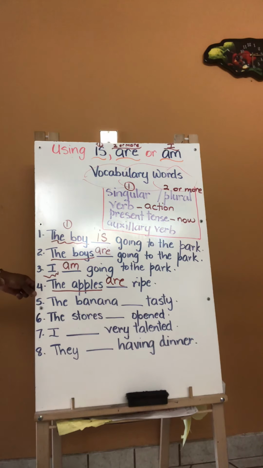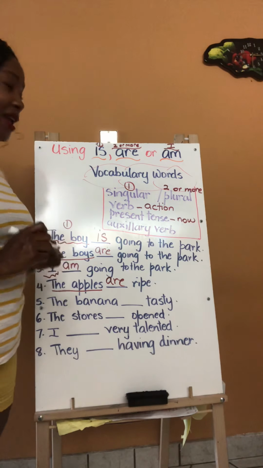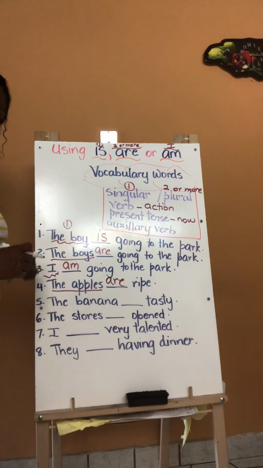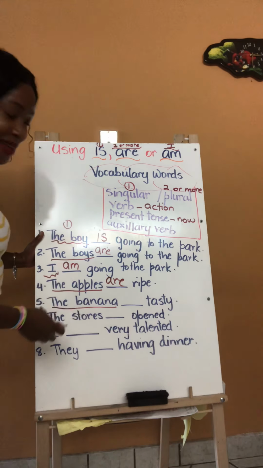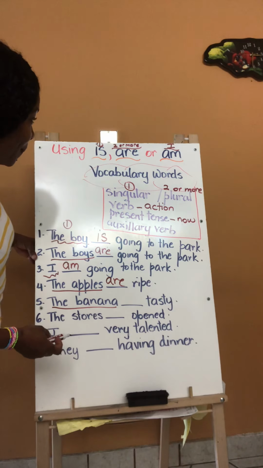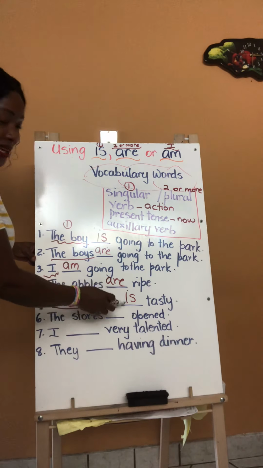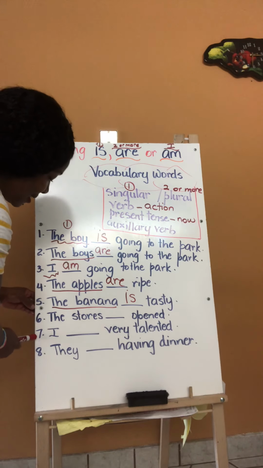Let's go to 5. The banana blank tasty. Go ahead. How many bananas? How many bananas are we thinking about, and which auxiliary verb are we going to use? I bet you said it's one banana, so it's singular. And which one did you use again? Is. The banana is tasty. Good job. Now I'm giving you 3 minutes to do number 6, 7, and 8.